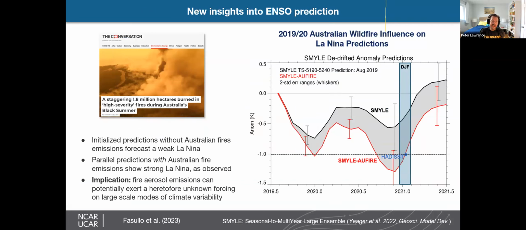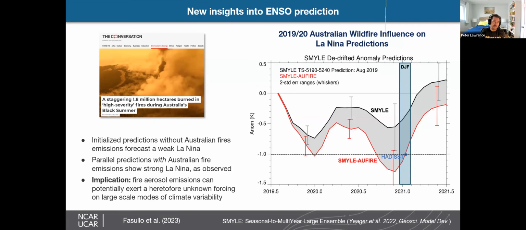We also know that the interaction with wildfires is really important. This was a study that looked at the Australian wildfires of 2019, 2020, and their impact on ENSO, so the La Nina, El Nino forecasts. What happened was that we found with this prediction system that if you didn't include those wildfires, you were coming along, and this is the SMILE black line, and the black line, as it ran out into 2021, changed from a La Nina out to a mild El Nino.